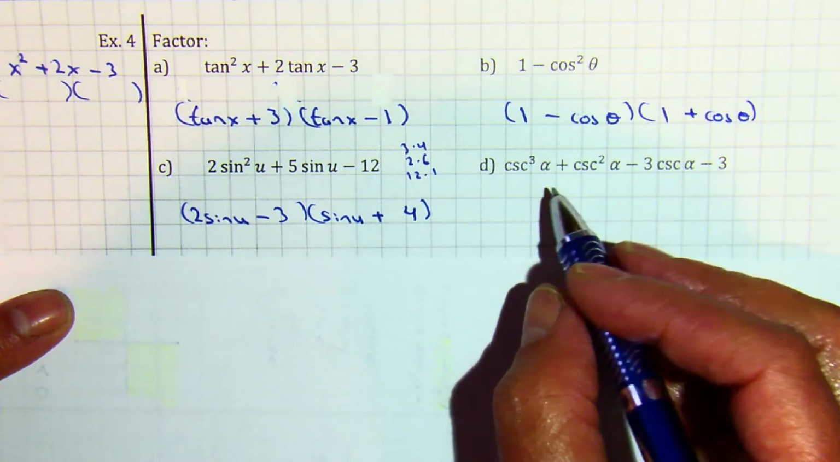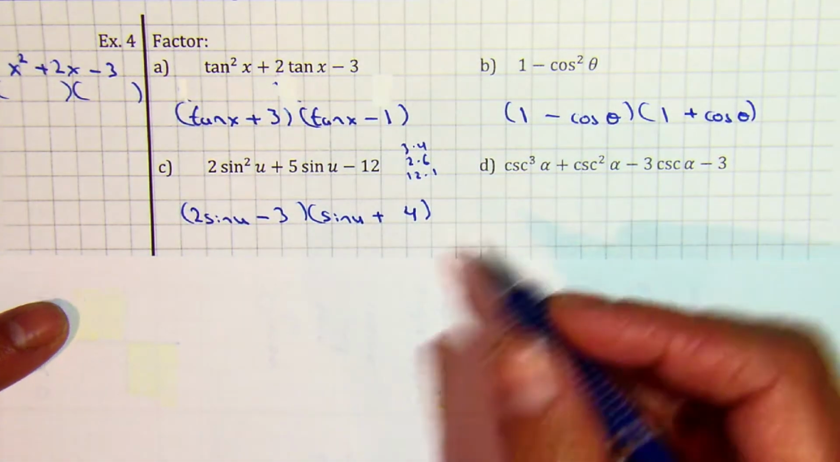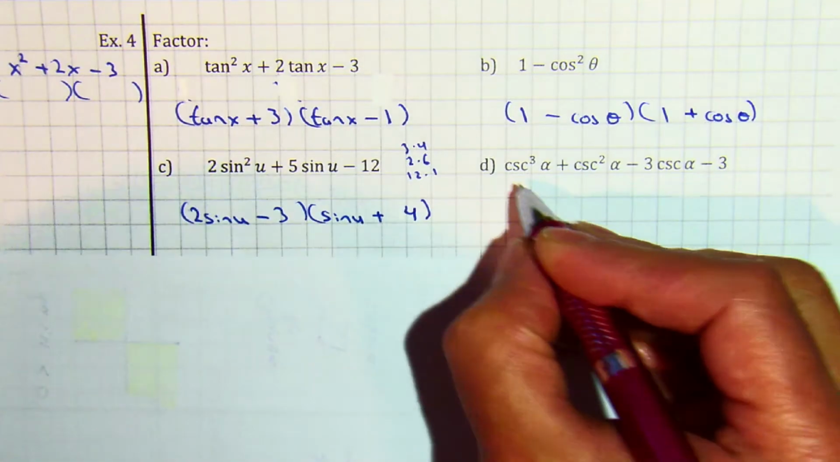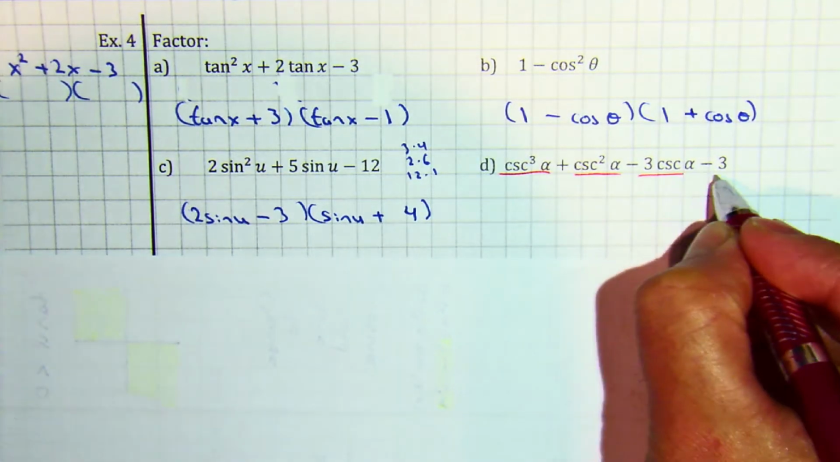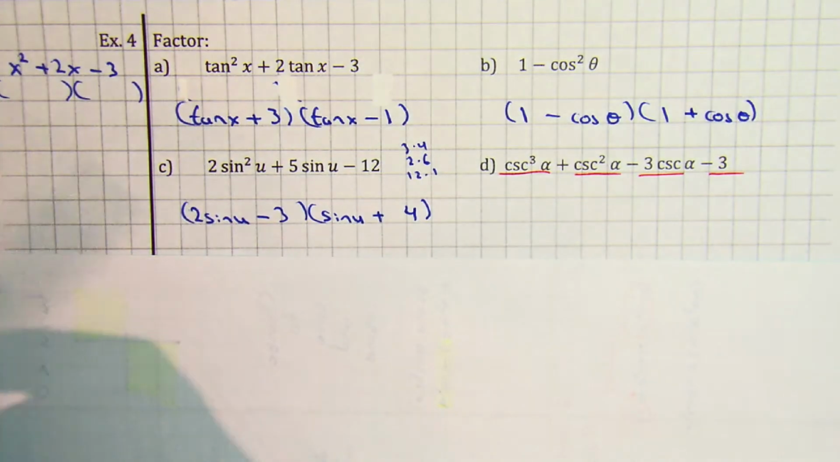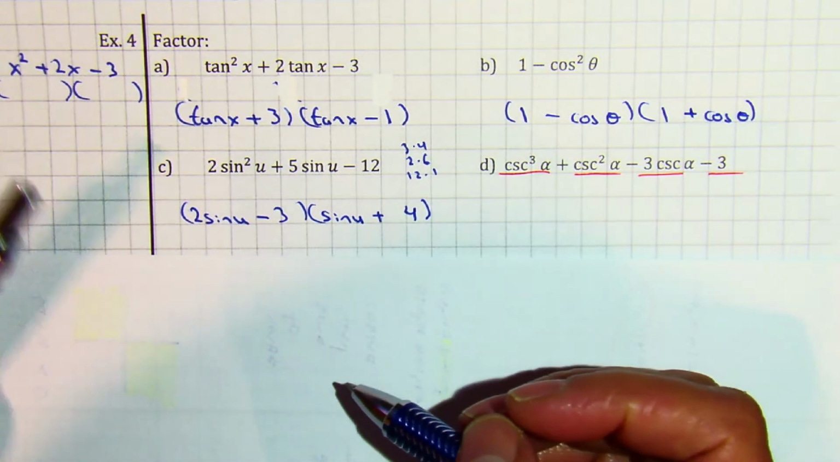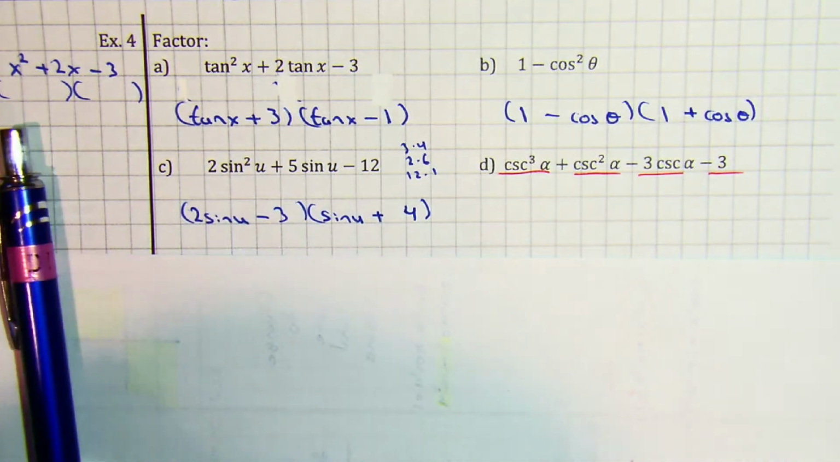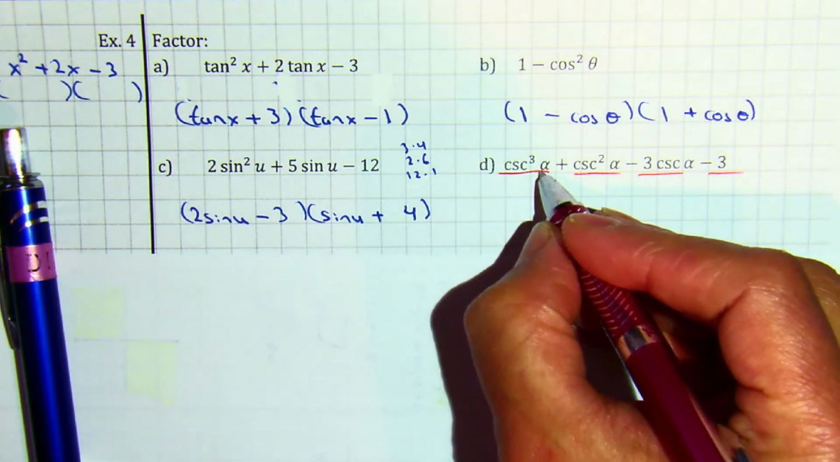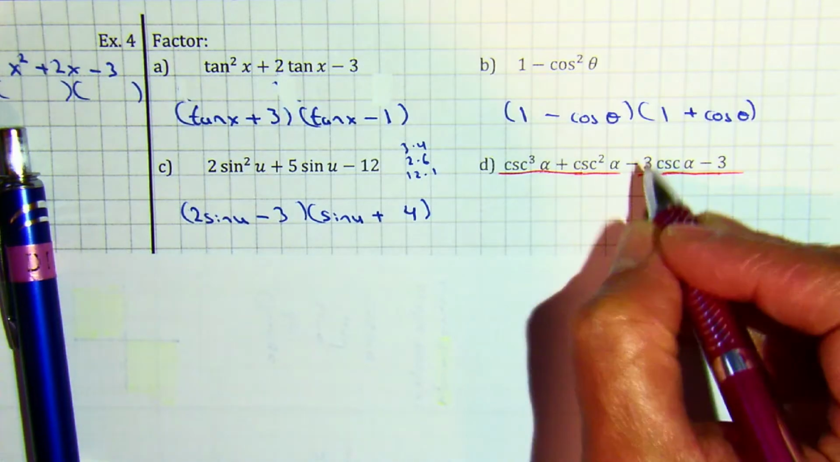How about the next one? See if you can work out the next one. We have 4 terms. 1, 2, 3, 4. How can I factor this out? Go and pause it. So correct. On this one, we can use grouping, correct? I'm going to group the first 2 and the second 2.